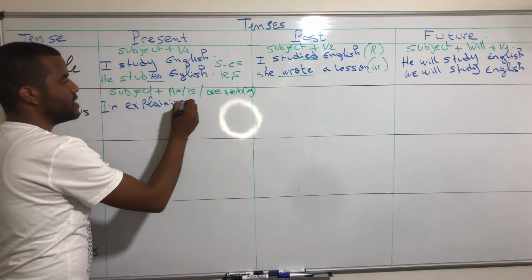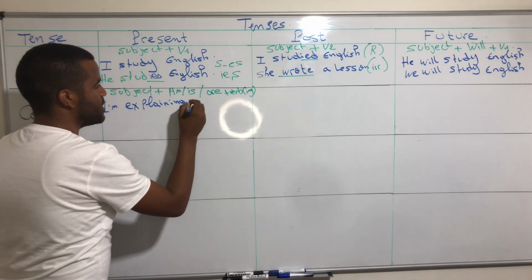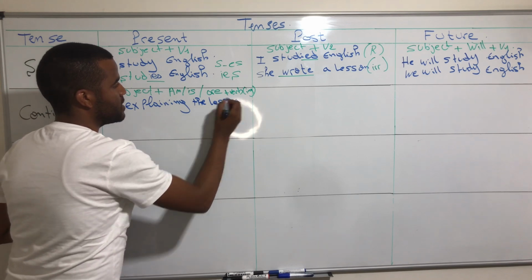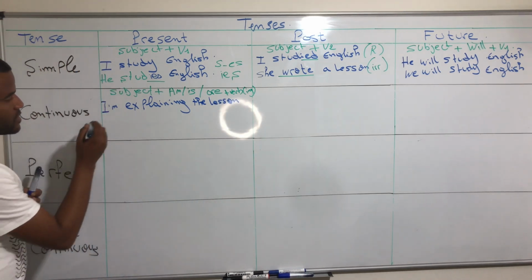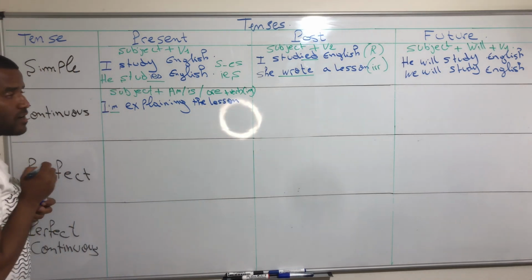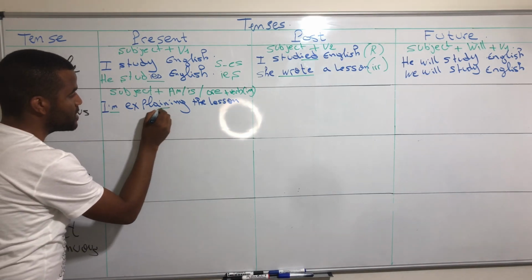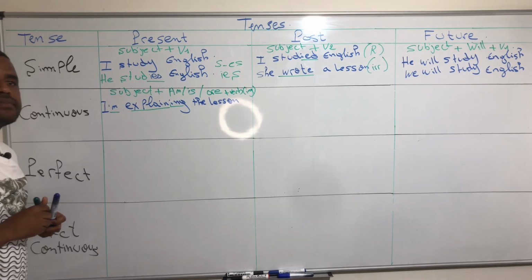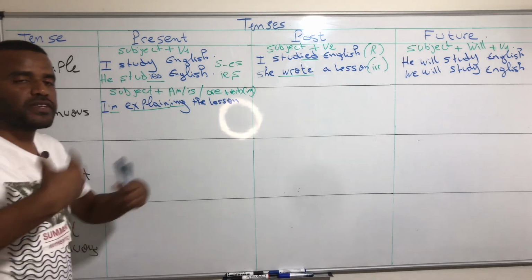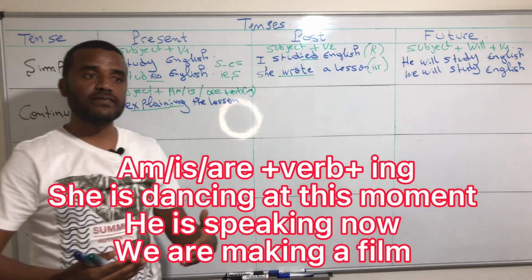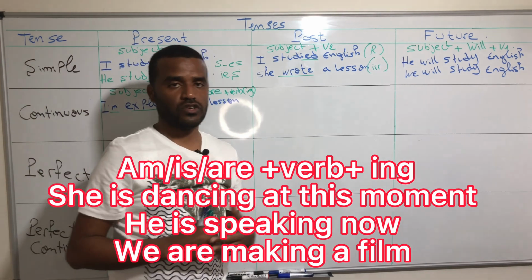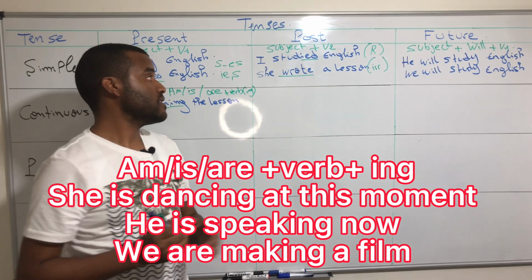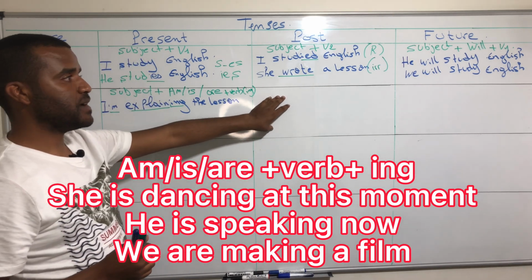So I am explaining the lesson. For example, I am explaining the lesson. So we have here the verb to be, okay, and we have the verb explain and the ing form. I am explaining the lesson. For example, we can say she is preparing dinner. She is preparing dinner.